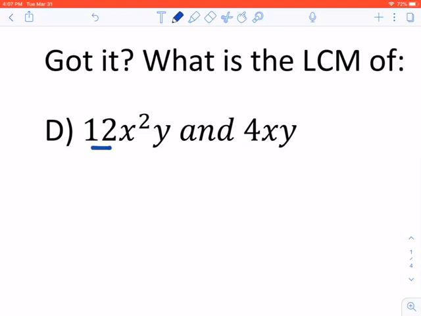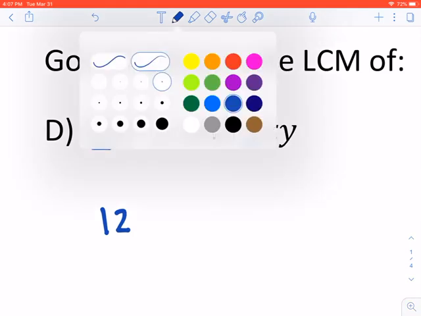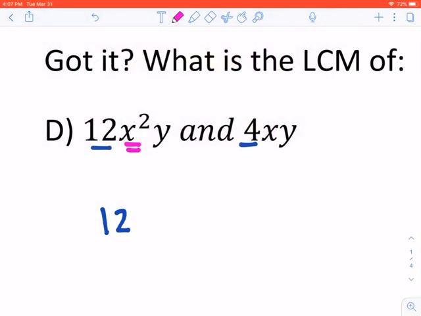Between 4 and 12, think of multiples of 4, because 12 is not going to go into 4. Multiples of 4 are 8, and 12 is not going to go into 8, and then multiples of 4 again, 12. So 12 does go into 12. So the multiple of 4 that works with 12 is 12. And then the x squared and the x here, these are like terms, so you want to get the common term out of that. And it's always going to be the highest exponent. So in this case, x squared. You always want the bigger one.